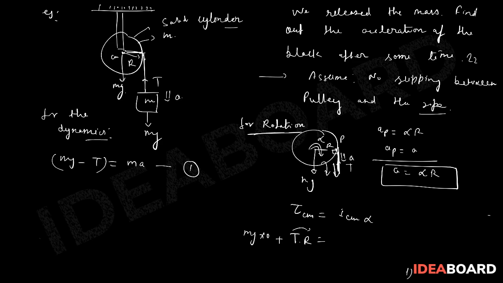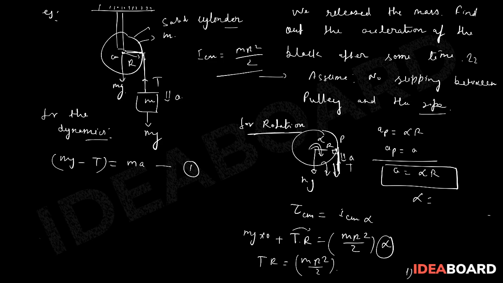So ICM, we know that this is a solid cylinder. So for a solid cylinder, I center of mass is nothing else than mr square by 2, like a disc. So mr square by 2 into alpha. So from here we get T into R is equal to mr square by 2 alpha. We can substitute, instead of alpha, a by R. So this R and R cancel out. So we achieved an important relation, T is equal to m a by 2.